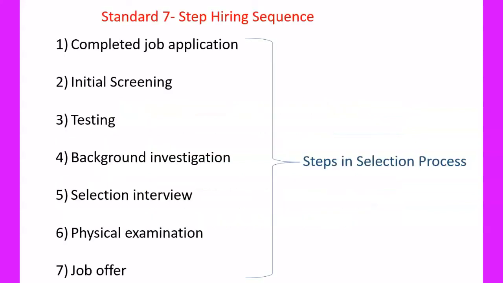The standard hiring sequence or steps in selection process starts with the submission of job application by the candidate. This indicates the applicant's desired position and also information regarding the qualification, experience, and skills that predicts success in the job. Application form provides information for the interviews.